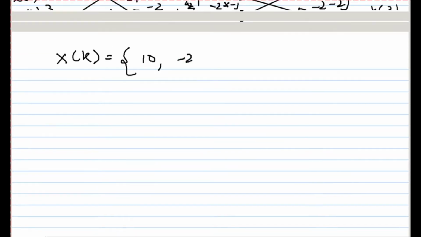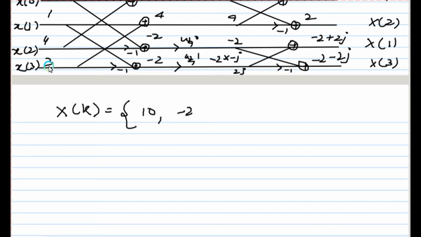So I write X of k will be equivalent to X of 0. X of 0 is 10, then X of 1 is minus 2. So X of 1 is minus 2 plus 2J, then X of 2 is 2, and X of 3 is minus 2 minus 2J. So this is our answer. Right. So now let us go to the next example.